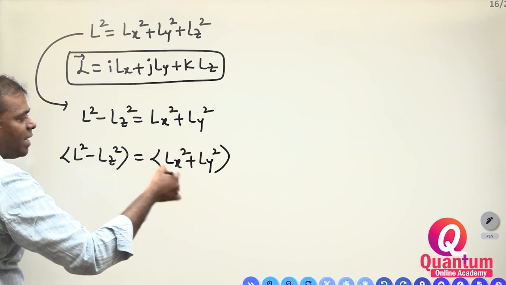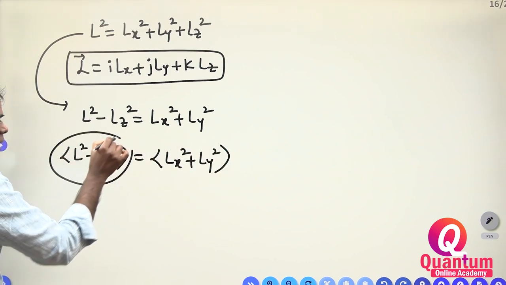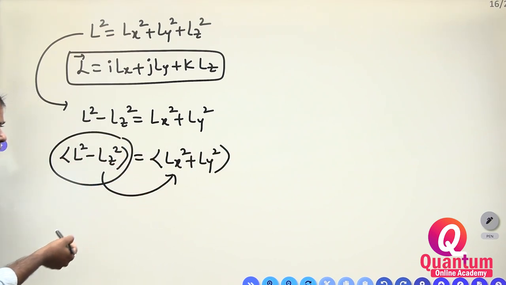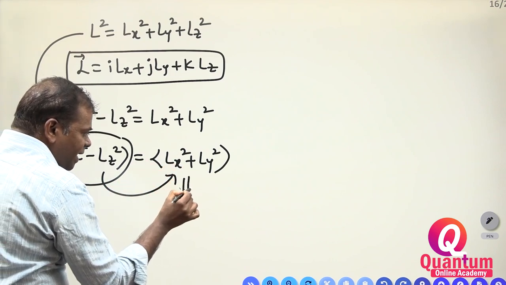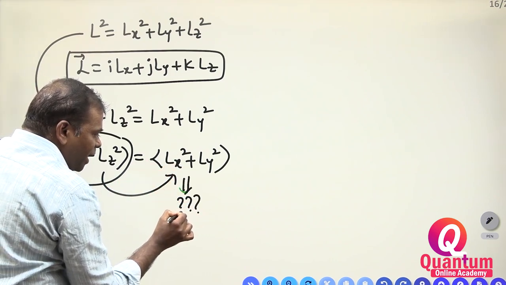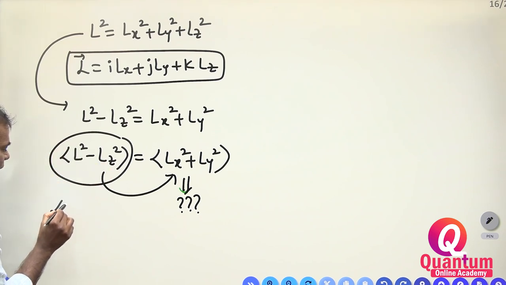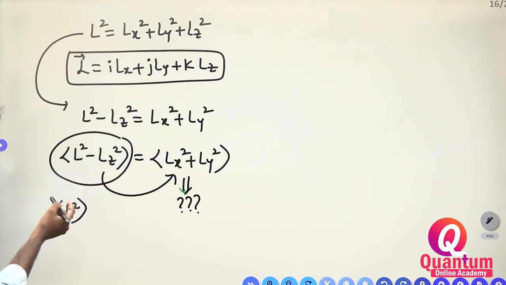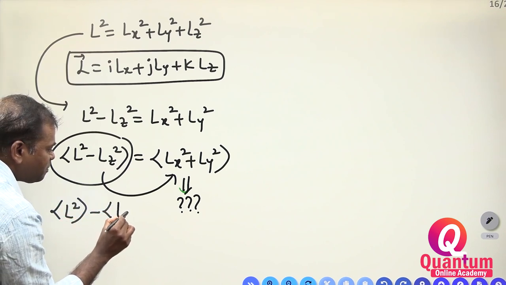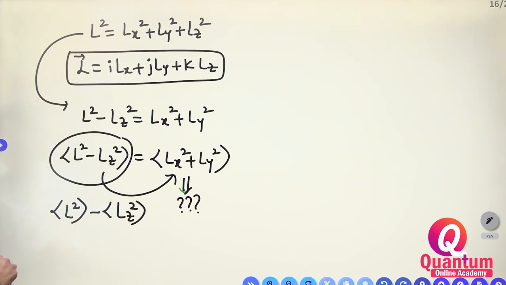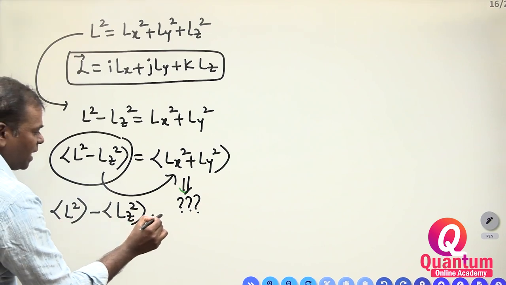If you have to find this value, this value is equal to this value, correct? We need to calculate this value. Directly we are unable to calculate it. That's why I am writing this: expectation value of L square minus expectation value of Lz square. This value we need to calculate.